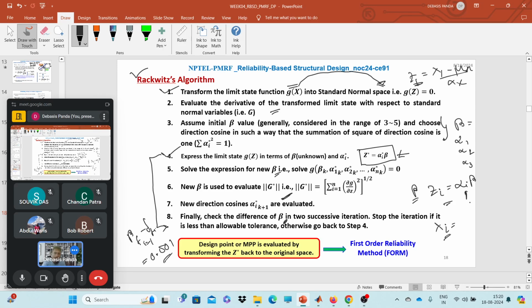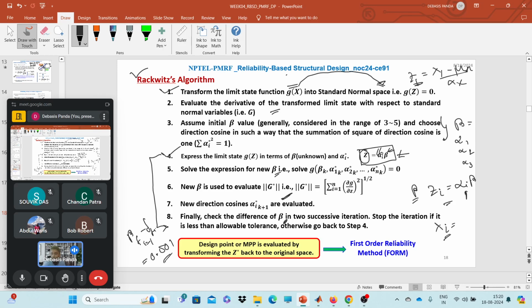So we have started from the actual domain and converted it into the z domain. First, we take some initial values of alpha and beta. Then, based on that alpha and beta, we calculate a new beta. Based on the new beta, again we calculate alphas, and based on those alphas and the old beta, we calculate a new beta. This iteration continues until convergence is achieved. Once convergence is achieved, we can find the final beta and the corresponding direction cosines, and for that beta we can find the z points.